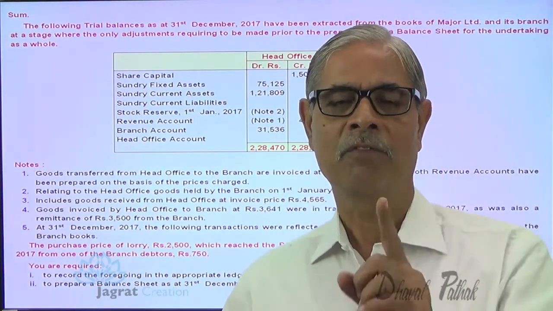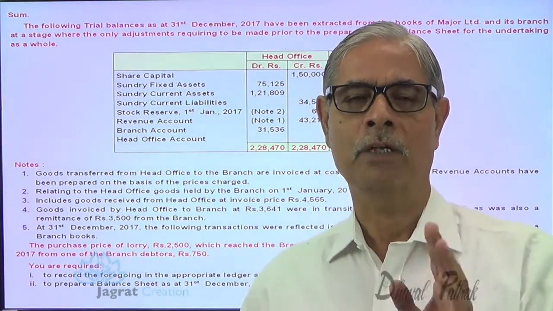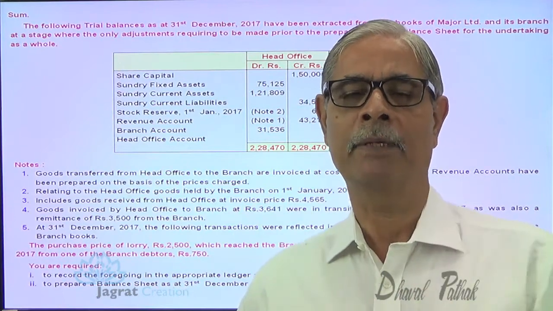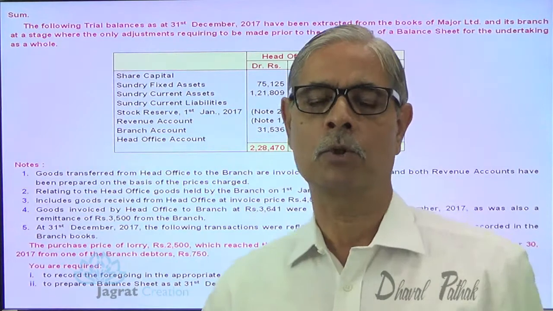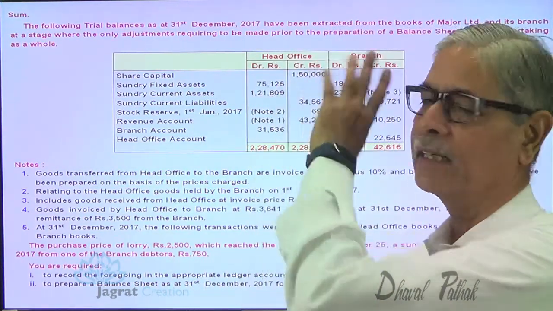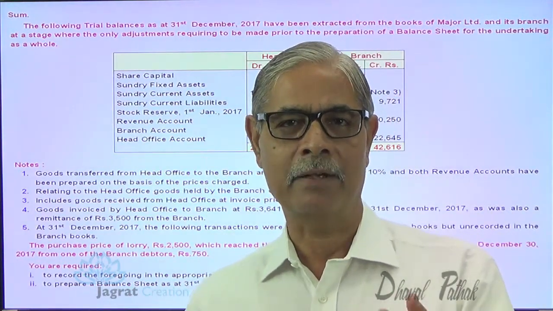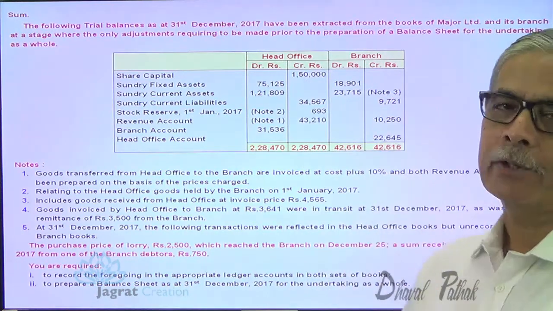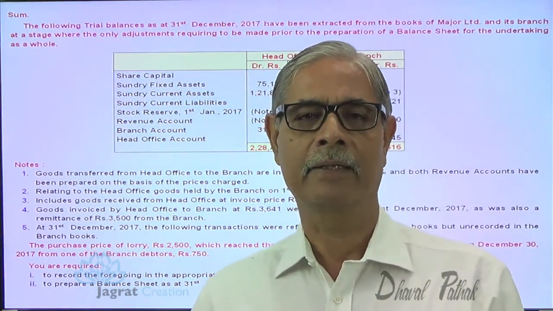So there are two main transactions in the books of HO which are going to change this trial balance. One is cash in transit, and second, the entry for unrealized profit. These two are the important transactions which I am supposed to record in the books of HO. And in light of that, I am going to make changes in this trial balance. After doing all these things, the amended trial balance of HO and branch will be considered, and I will prepare the balance sheet from that. Now let me start.